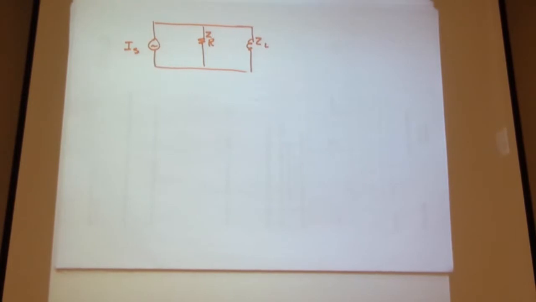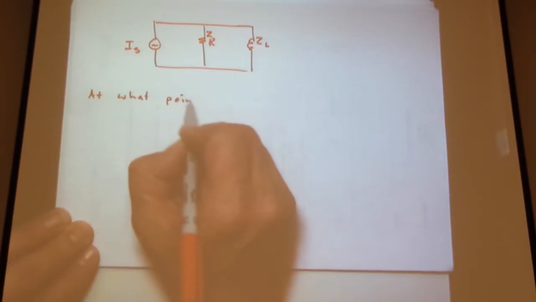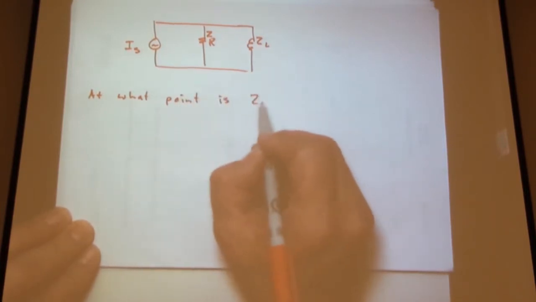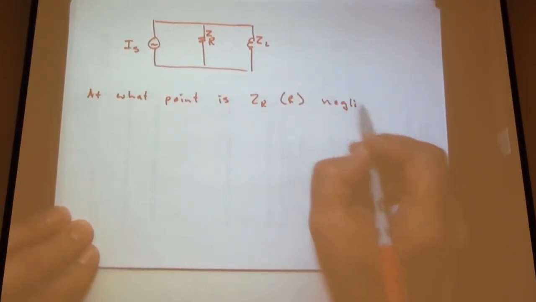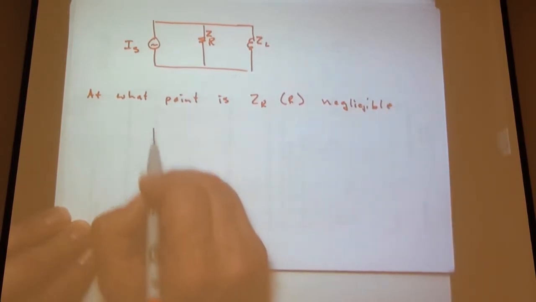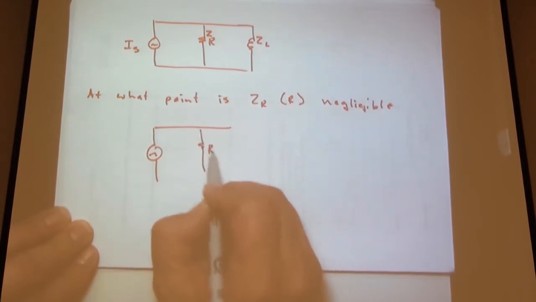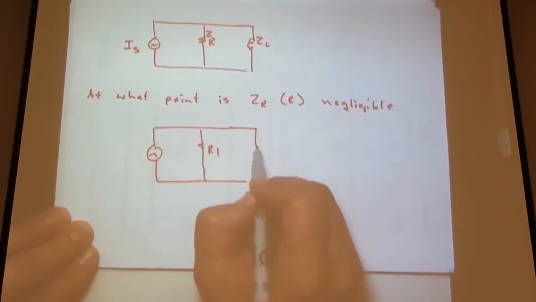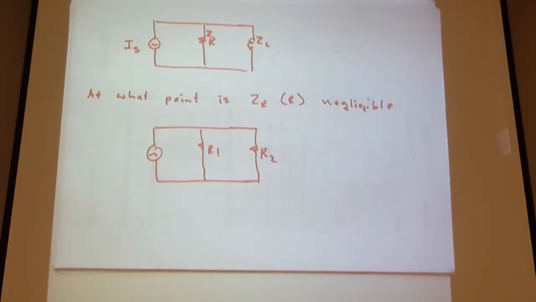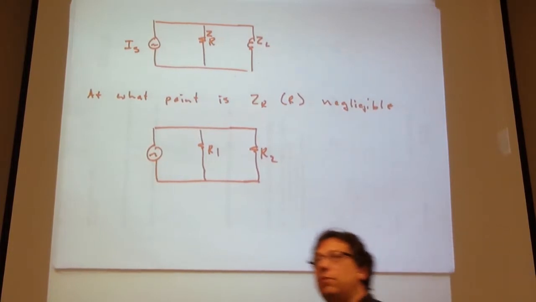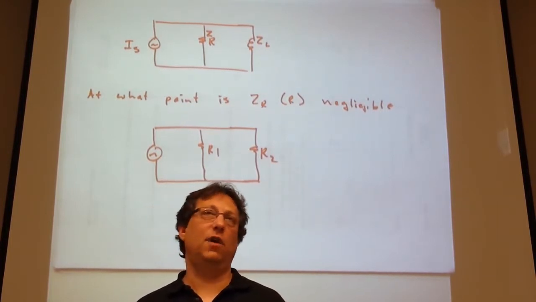At what point is ZR negligible? Which is R. Well, if we go back to Unit 1, and we have an R1 and an R2, at what point is R1 negligible? It's been a while since we've talked about this, but at what point is R1 negligible? What did we say?